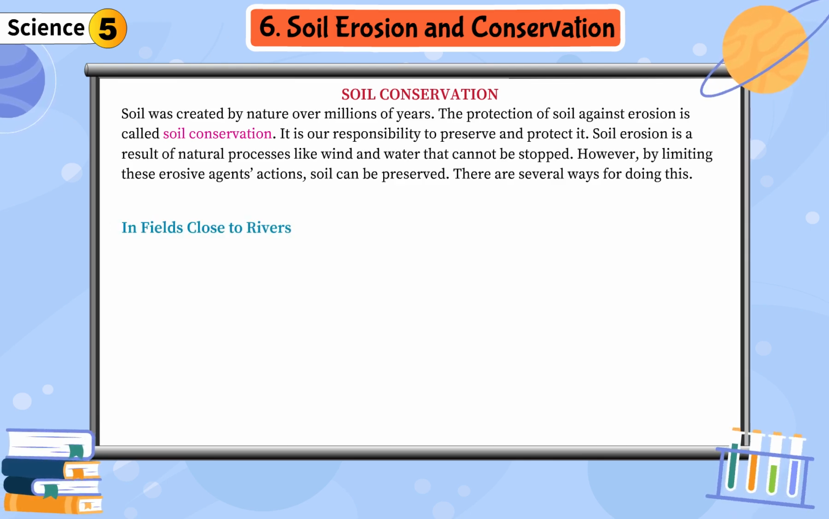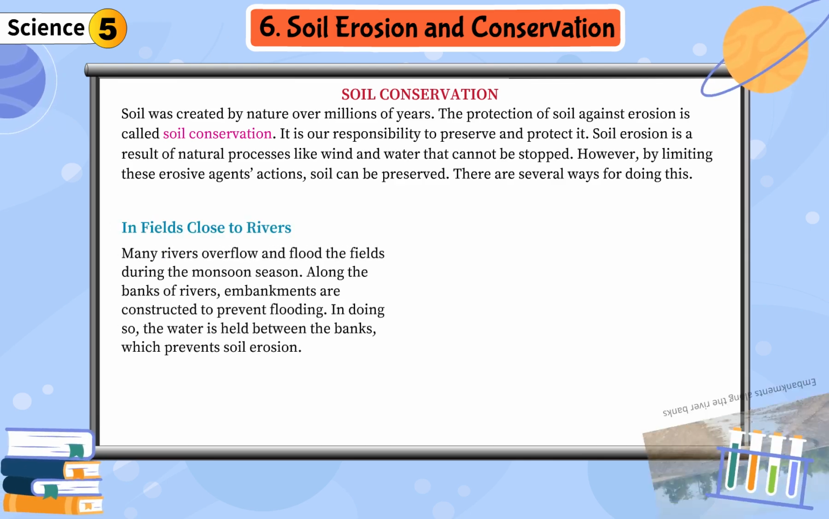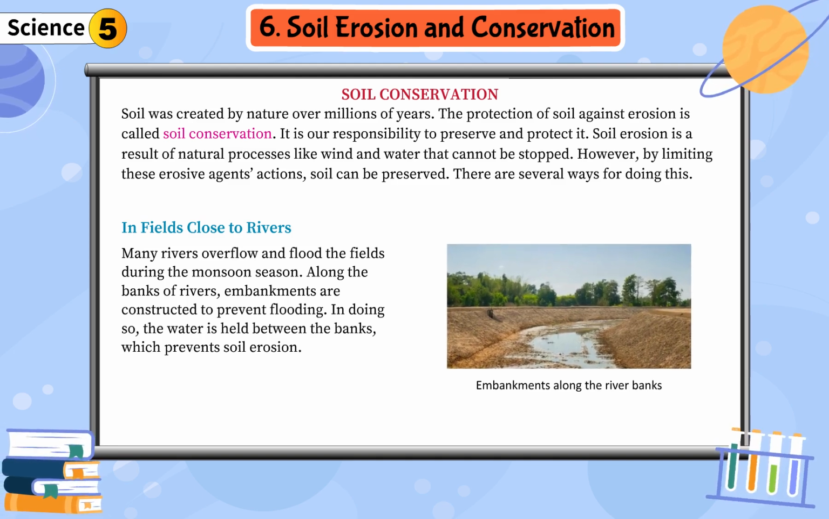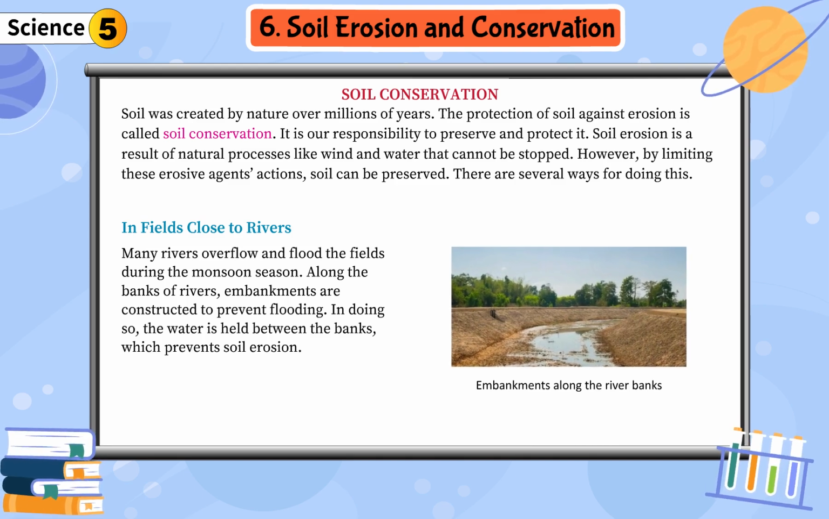In fields close to rivers. Many rivers overflow and flood the fields during the monsoon season. Along the banks of rivers, embankments are constructed to prevent flooding. In doing so, the water is held between the banks, which prevents soil erosion.